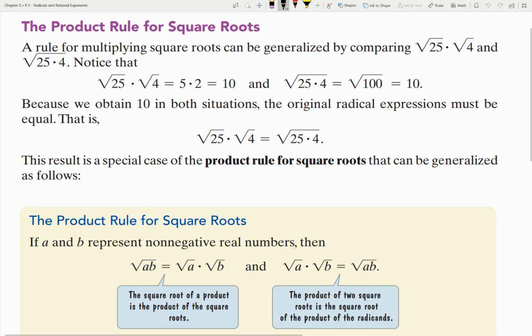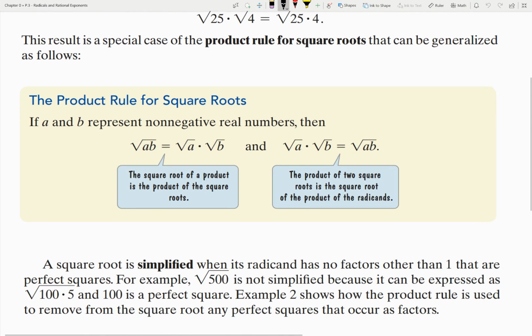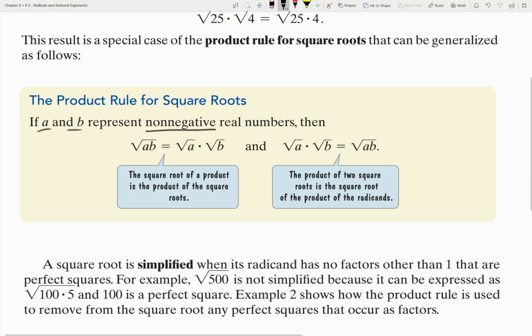So a rule for multiplying square roots can be generalized by comparing the square root of 100, right, 25 times 4, and the square root of 25 times 4. If we think of the square root of 25 times the square root of 4, that is 5 times 2, which is 10, whereas if we multiply them together first, we also get 10. And this leads us to the product rule for square roots. It says that if a and b are non-negative real numbers.